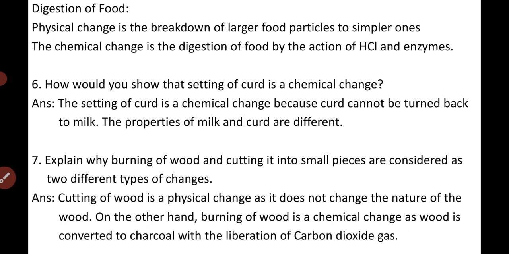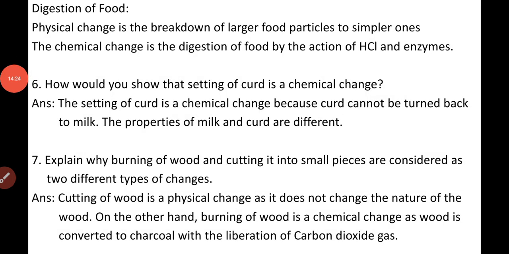Clear? So the chemical change is the digestion of food by the action of hydrochloric acid, that is HCl, and some of the enzymes which are secreted by the pancreas, liver and stomach. Clear? So digestion of food is another example in which both physical and chemical change take place. Question number 6.